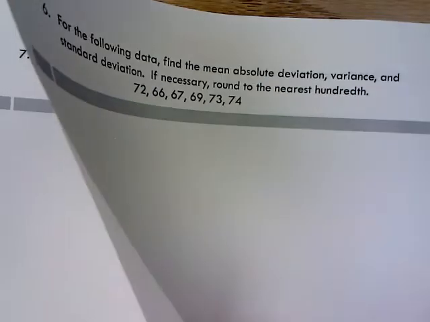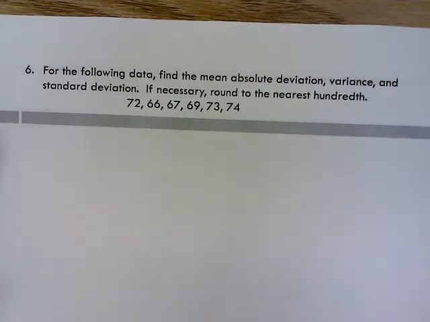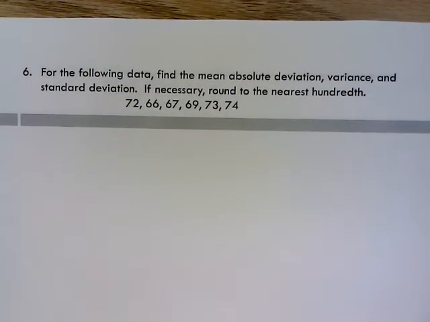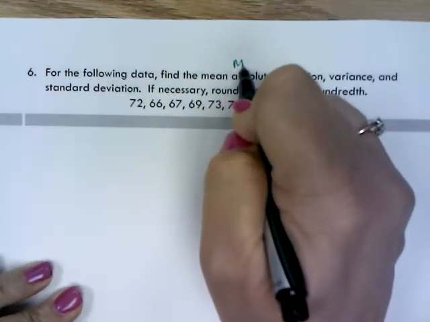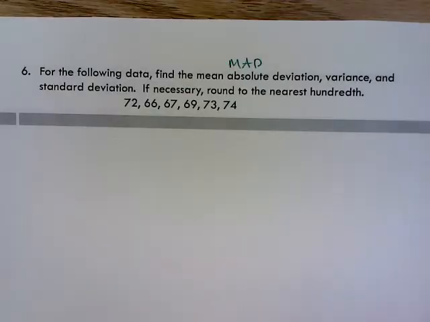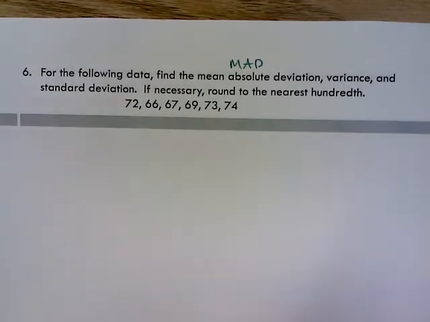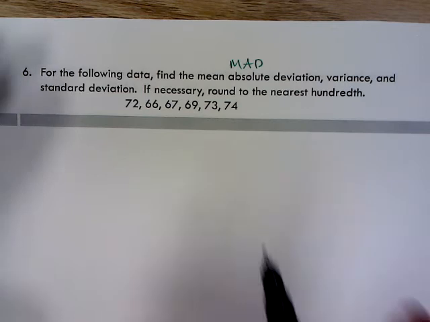All right, if you have a question like this on your test, it's going to say, for the following data, find the mean absolute deviation. Again, mean absolute deviation is my MAD. Find my variance, find my standard deviation, and round to the nearest hundredth. All right, so I'm going to make a chart because that's the only way to find MAD.